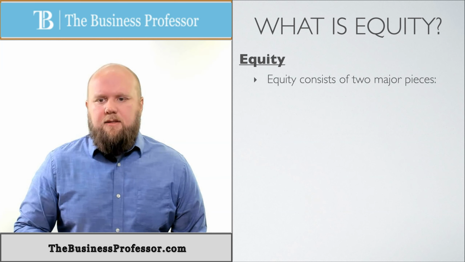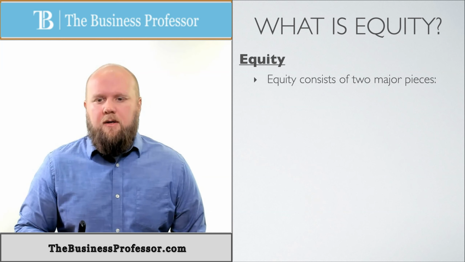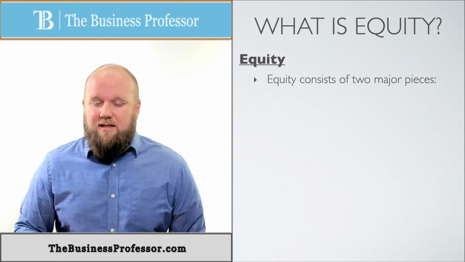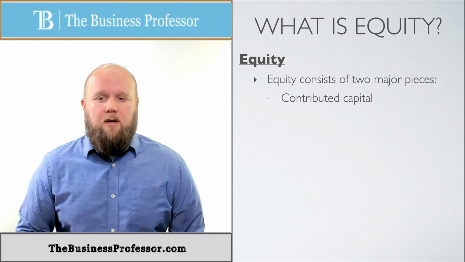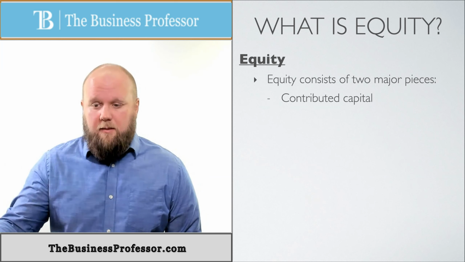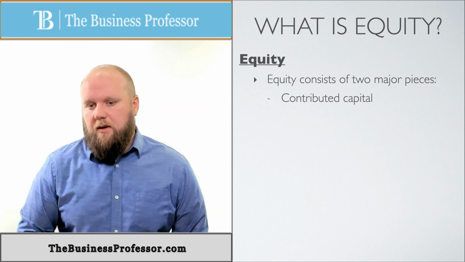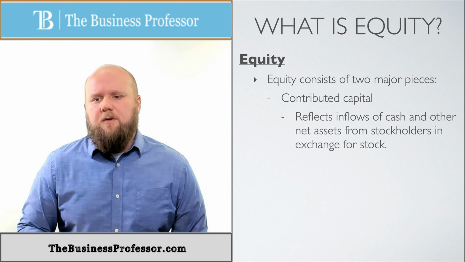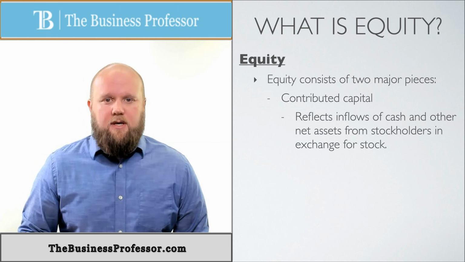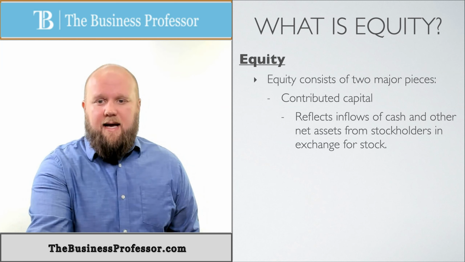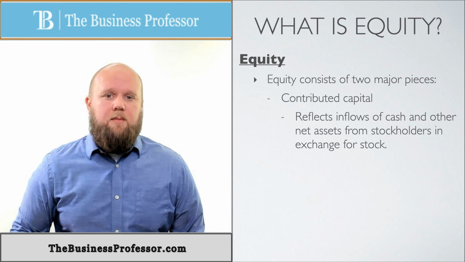Equity comes really into two major pieces. And I talked about this in the balance sheet video. You could have more things added to it, but these are the two major categories of equity. And that is one, contributed capital. So what is contributed to the company through capital, whether it be cash or equipment or whatnot. And this reflects inflows of cash and other net assets from the stockholders in exchange for stock. So I give you $10,000 worth of cash. In exchange, the common stock of the business goes up and I get that common stock.